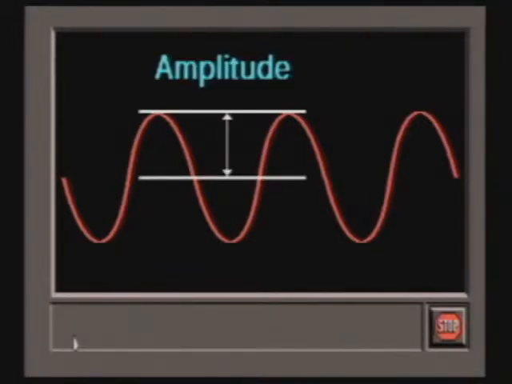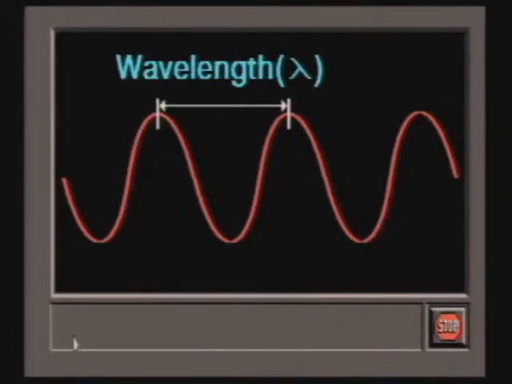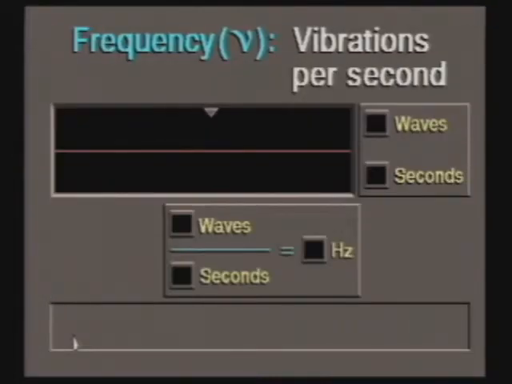Amplitude is how tall the waves are. It's measured from the midpoint to the top of a wave crest. The amplitude of light waves determines the intensity of light. Wavelength is the distance between wave crests. And frequency is the number of vibrations per unit time. Frequency is measured in hertz, or cycles per second.